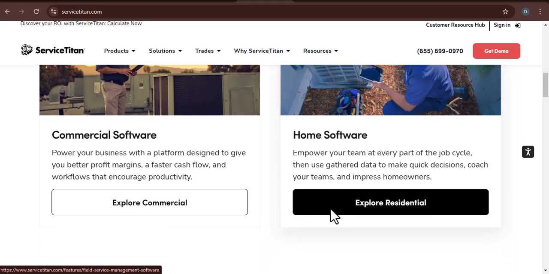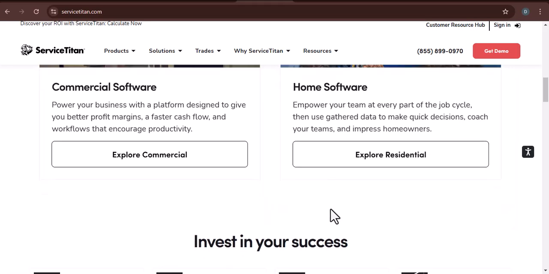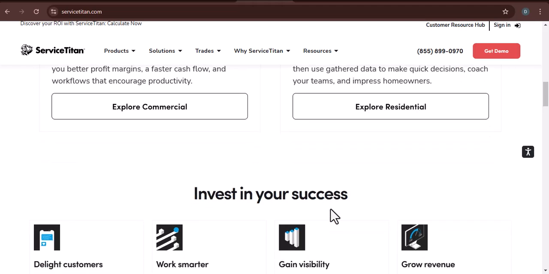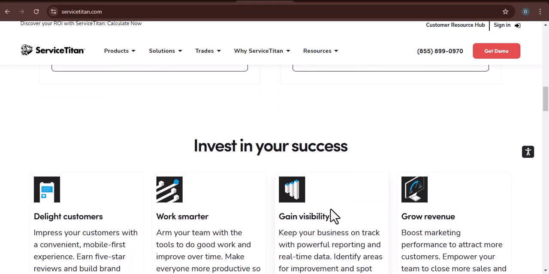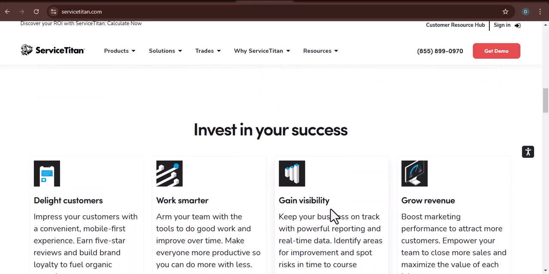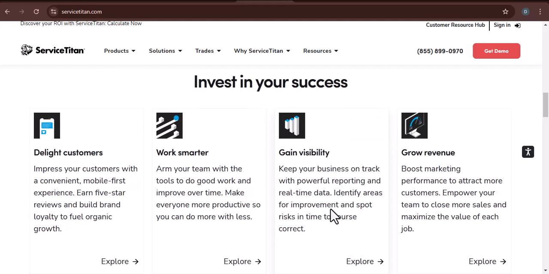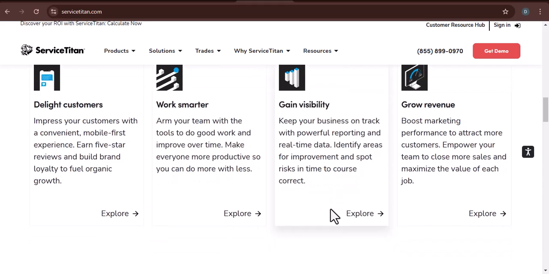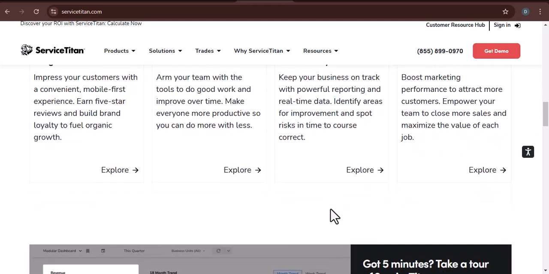Step 4. Utilize reporting and analytics for proactive planning. ServiceTitan is rich with data. Don't let it sit idly by. Regularly pull reports on technician utilization rates. See how much time your technicians are spending on billable jobs versus idle time or travel. Low utilization might indicate overstaffing or inefficient scheduling. High utilization, on the other hand, could signal a need for more technicians.